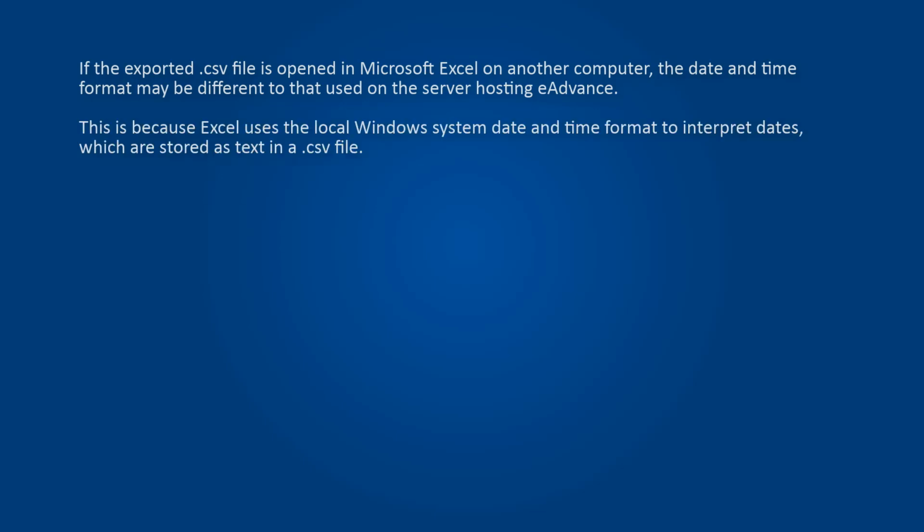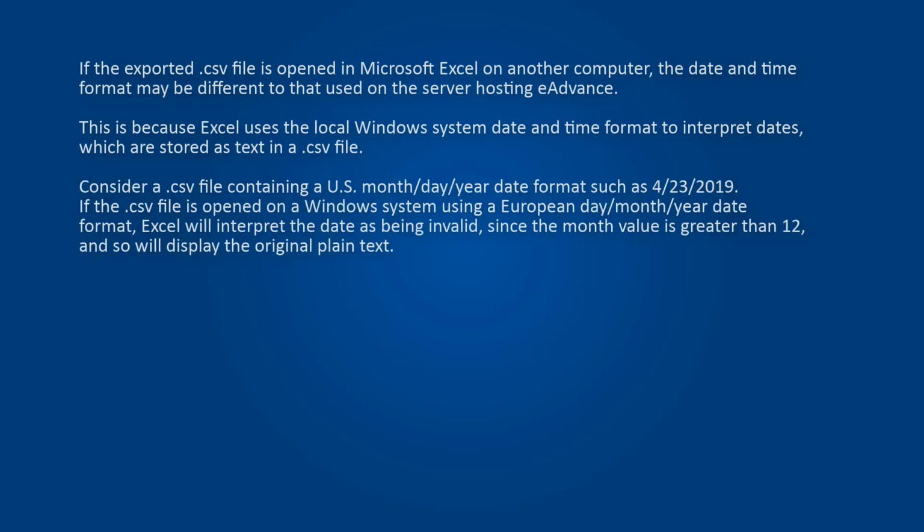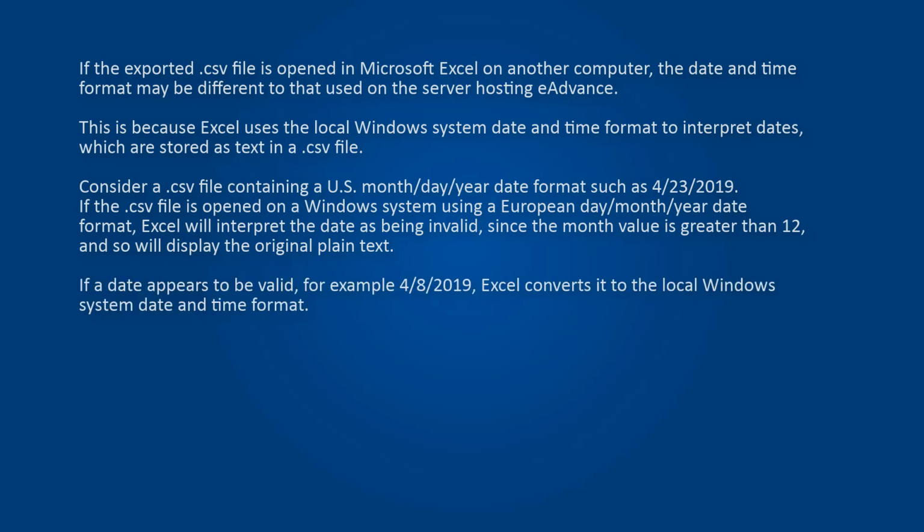This is because Excel uses the local Windows system date and time format to interpret dates, which are stored as text in a CSV file. Consider a CSV file containing a US month, day, year date format, such as 4/23/2019. If the CSV file is opened on a Windows system using a European day, month, year date format, Excel will interpret the date as being invalid since the month value is greater than 12, and so will display the original plain text. If a date appears to be valid, for example 4/8/2019, Excel converts it to the local Windows system date and time format.